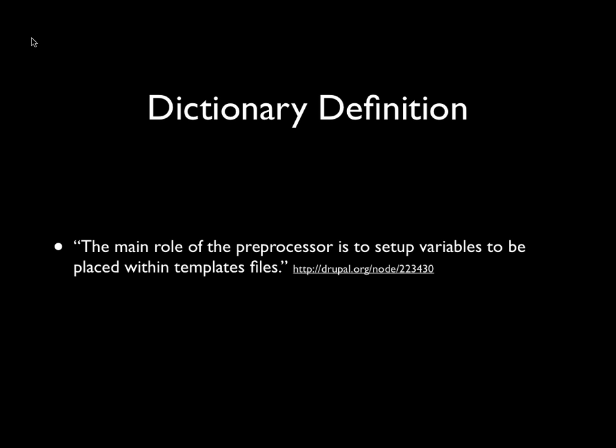So the dictionary definition of a preprocess, this is what is on Drupal.org right now, on the documentation page about preprocess, is that it sets up variables to be placed within template files. This is really fairly simple in that aspect, but what it means and what you can do with it, both in terms of module development and theming, is pretty powerful.